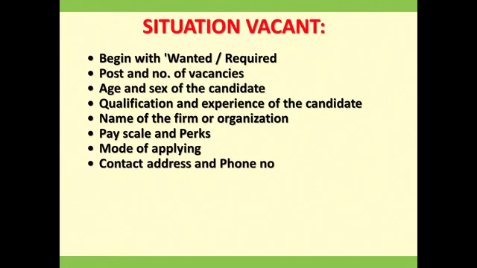Pay scale and perks. What is perks? Not chocolate. Pay scale is salary, remuneration. What is perk? The additional benefits. House allowance, medical allowance, travel allowance, उसको बोलते हैं perks. So something about salary should be specified. Mode of applying. There are different ways of applying. कैसे apply करना है वो बताना चाहिए. And last, the contact address and phone number of the advertiser. So these are the various things you have to keep in mind.